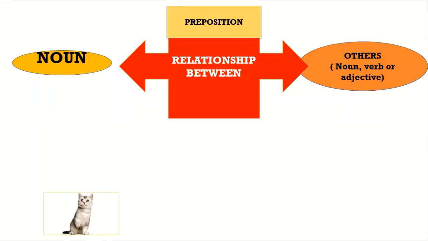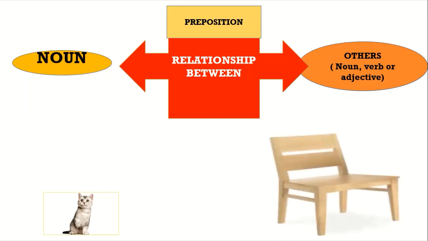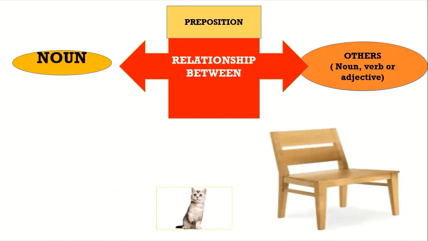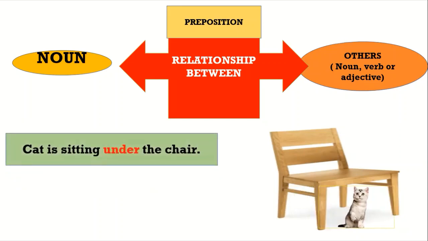For example, you can see a cat there and there's a chair. Now this cat is sitting under the chair, right? So it tells us a relationship between the cat and the chair. Here chair is also a noun, and cat is a noun. So it tells us a relationship between the two nouns. So what is a preposition? It is a word which is used before a noun or a pronoun to tell us a relationship with some other word in a sentence.